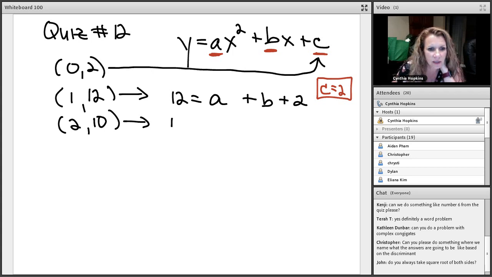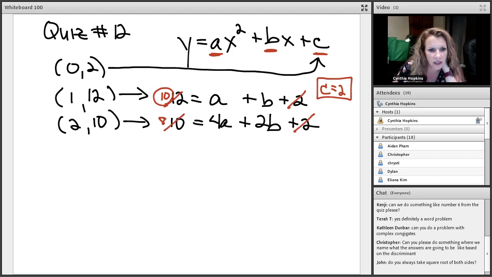Second equation, I plug in 10 for my y. When I plug in 2 for x, square it, you get 4 times a, so 4a, and then plus 2b, and again, you write plus 2 because your c equals 2. All right, let me show this in red. I'm going to subtract 2 from both sides. So on this first equation, the 2 will be gone there, and this 12 will become 10. And then here, second equation, I'm going to subtract 2 from both sides again. And so I get 8 on the left side, and the 2 is gone on the right side.